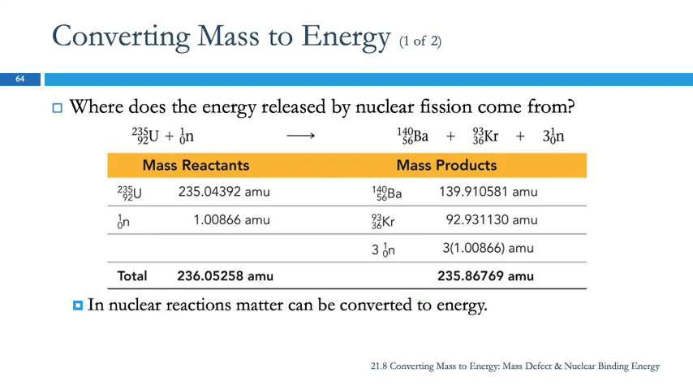The mass was converted into energy. So in nuclear reactions, mass can be converted into energy. This is not true in other chemical reactions. Questions?